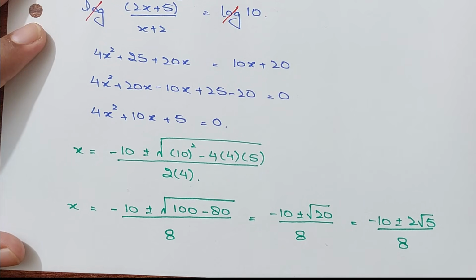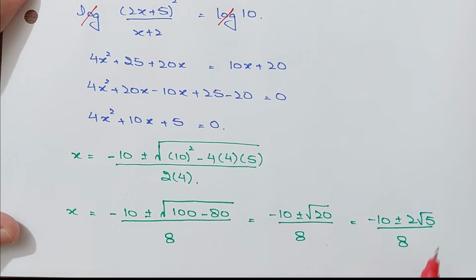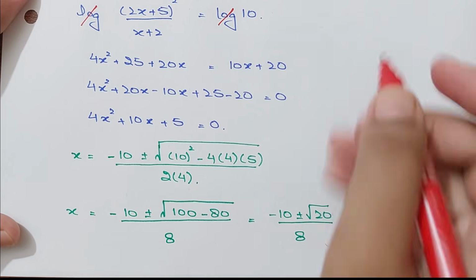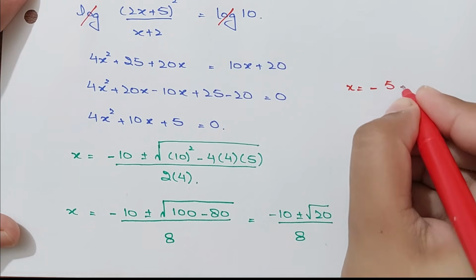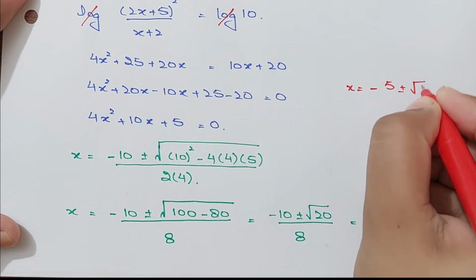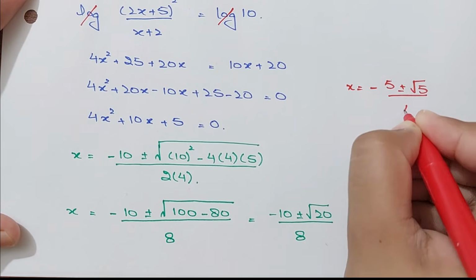So the further solution is minus 10 divided by 8. 2 times 4 is 8, 2 times 5 is 10. So x would be equal to minus 5 plus minus square root of 5 divided by 4.